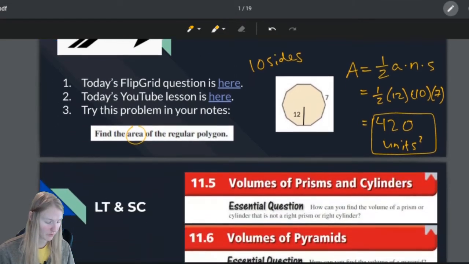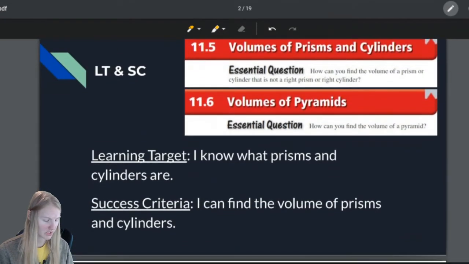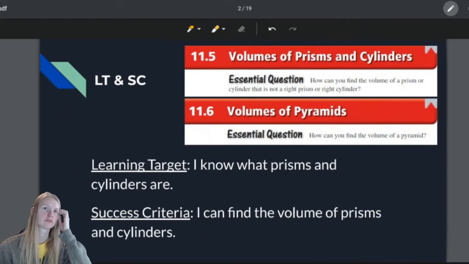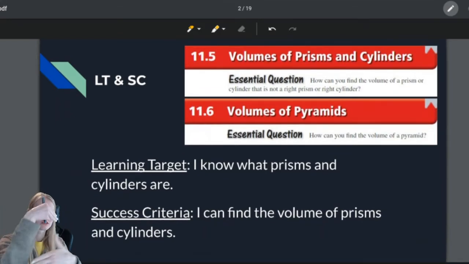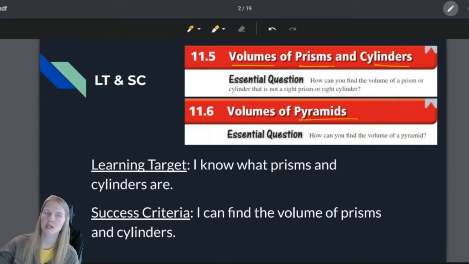Let's move on to what we have for today. Today, we have 2 sections combined into one. Don't worry, it's still not going to be that much. We are going to look at the volumes of prisms, cylinders, and pyramids. So just 3 things that we're going to look at, not too bad.